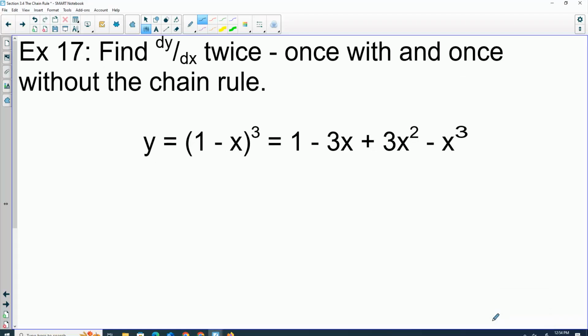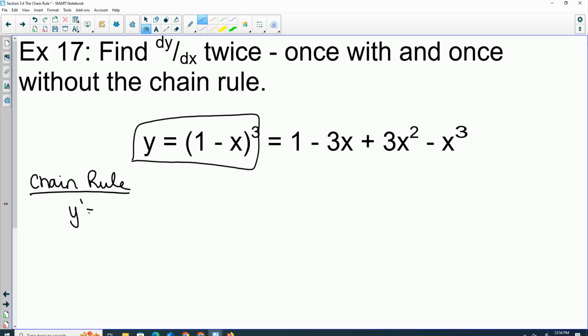I just want to show you that the chain rule is working. I've given you two equivalent equations here. So here's the first one. If I asked you to do this derivative, we would have to do chain rule, right? So exponent comes down, inside stays the same, subtract 1 from the power, times derivative of the inside, which is negative 1. And we would get there.